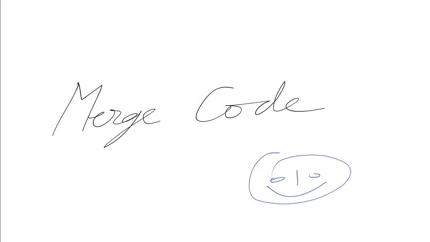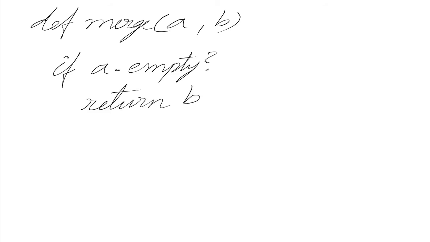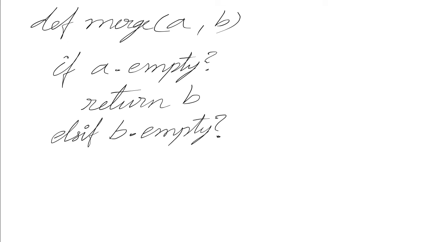Let's look at the code for the merge function. The merge method takes two parameters, and these two are the lists that you want to merge into one list. If list A is empty, we return B. If B is empty, we return A.